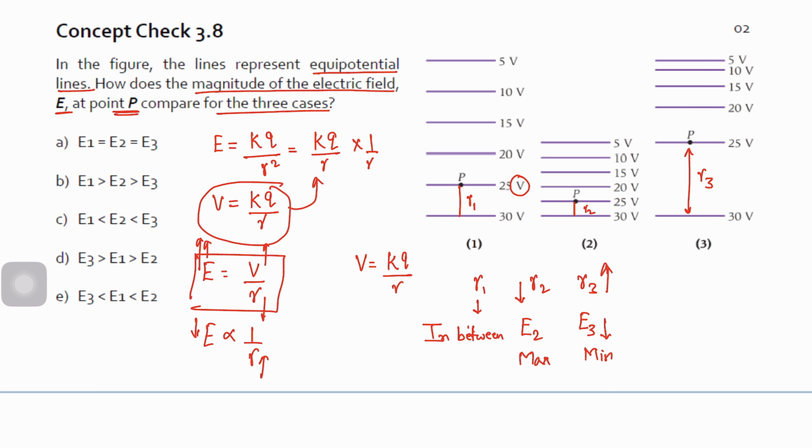So can I say what he is asking, compared to the three cases? E2 is the maximum, or you can say E3 is the minimum. Then you have E1 in the middle and E2 is the maximum. So this is your max and this is your min. So you have answer number 3. Clear? Okay, now the next question.